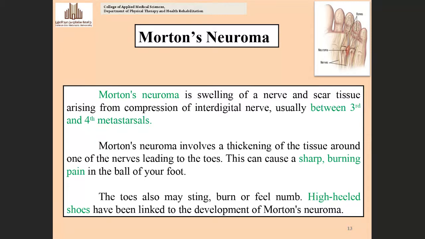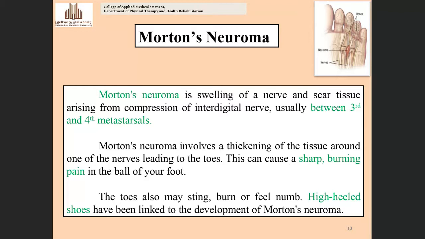So the person may have pain in the ball of the foot and at the point between the third and fourth metatarsal bones. The toes also may sting, burn, or feel numb. Whenever the nerve gets compressed, the person shows neurological problems like a burning sensation, and sometimes a numbing sensation. They have identified that females wearing high heel shoes develop the problem. This is the main cause.